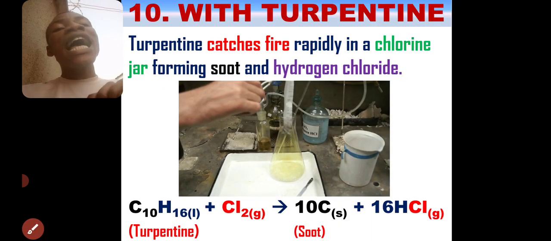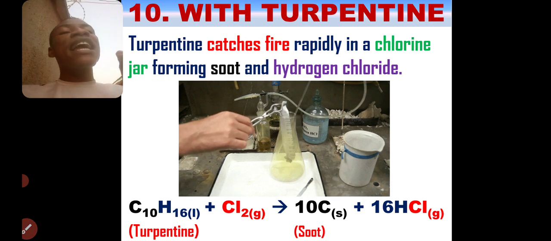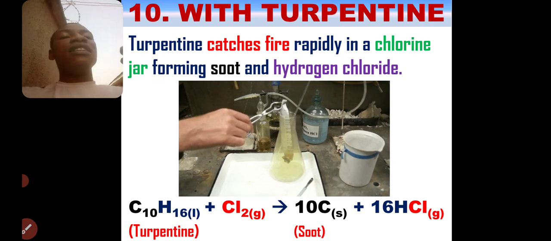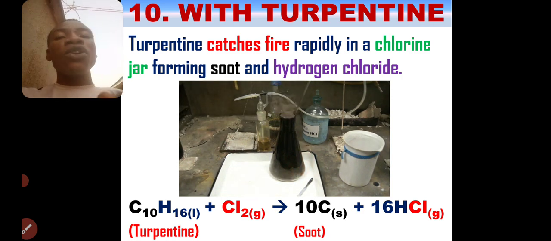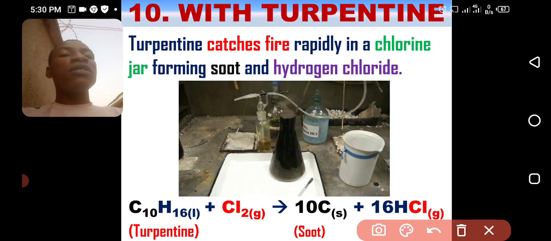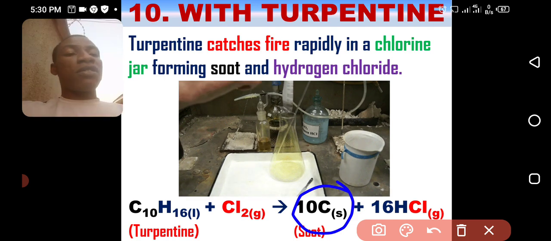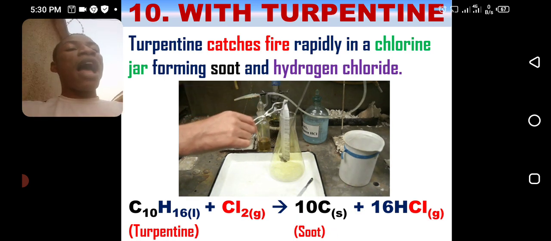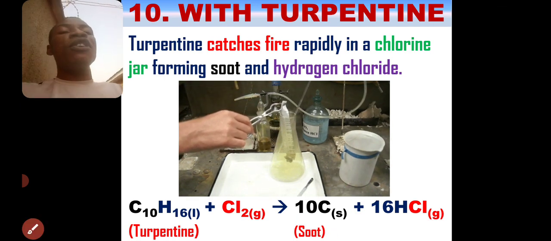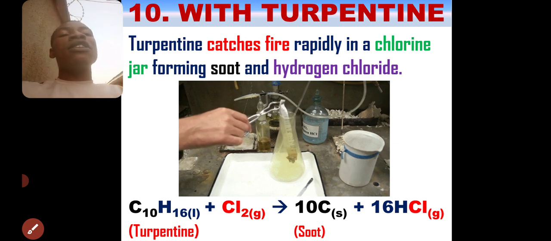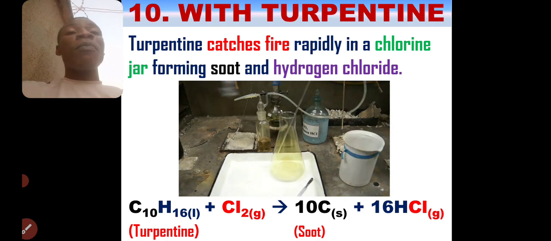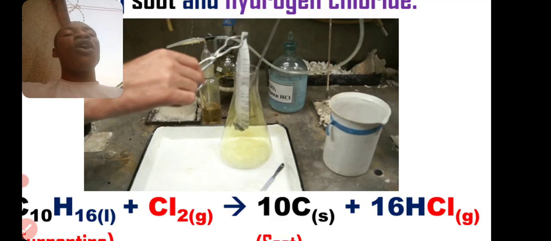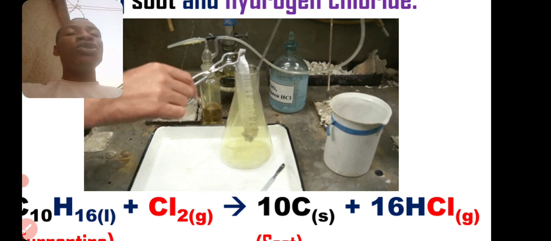With turpentine, turpentine catches fire rapidly in a chlorine jar to produce soot and hydrogen chloride. Soot is carbon, and this is hydrogen chloride. As you can see from that video, you see how it catches fire rapidly and produces soot and releases hydrogen chloride in the process.